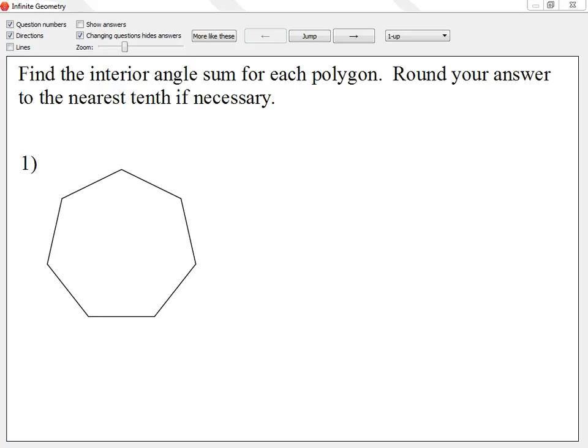Alright guys, so let's take a look at a review. We have our quiz tomorrow on this, so let's take a look. Let's find the interior angle sum for each polygon. Round your answer to the nearest tenth if necessary.